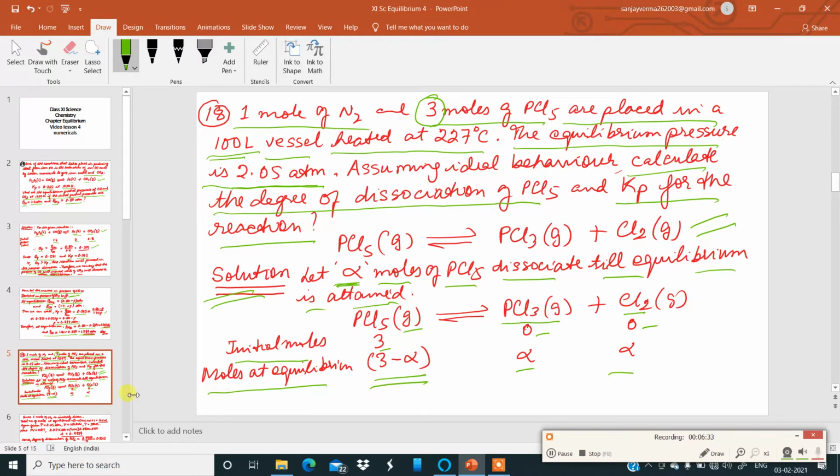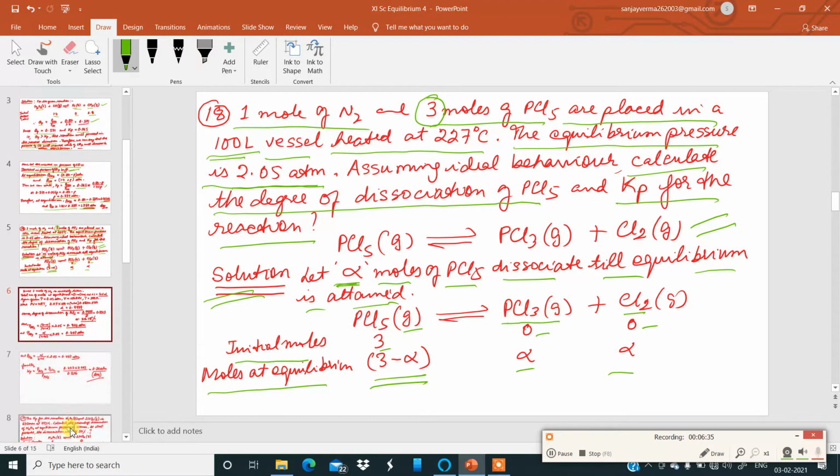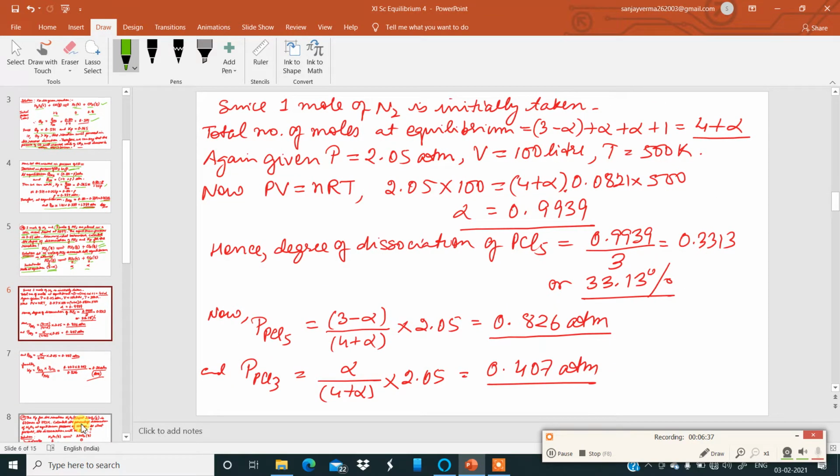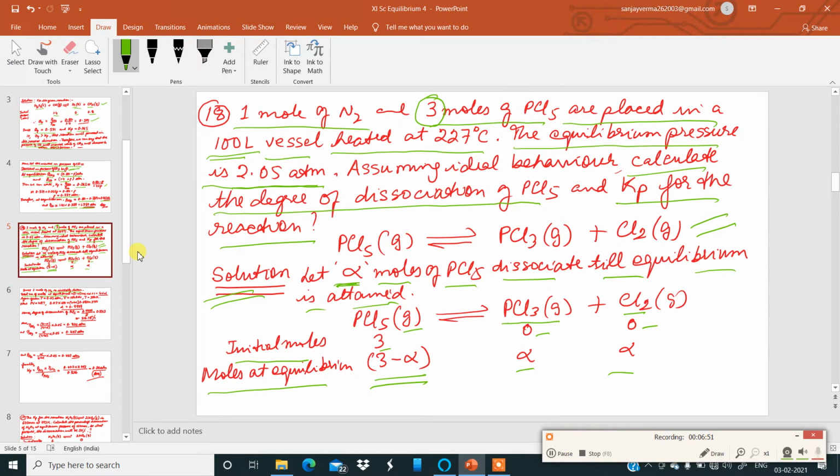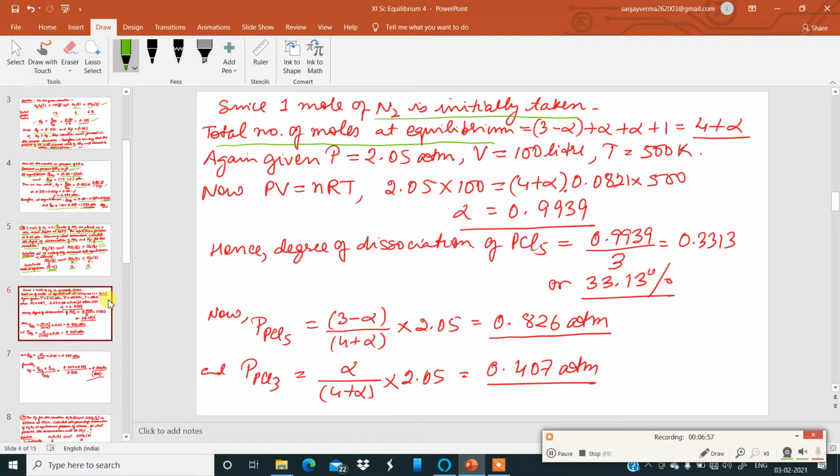Okay. After that, since 1 mole of nitrogen is taken initially, which has no role to play in this, just it is added up to the total number of moles in the reaction. So total number of moles at equilibrium will be 3 minus alpha plus alpha plus alpha plus 1, that is coming to 4 plus alpha.